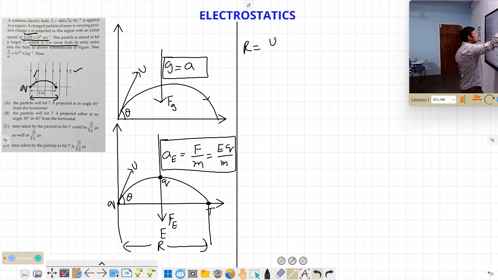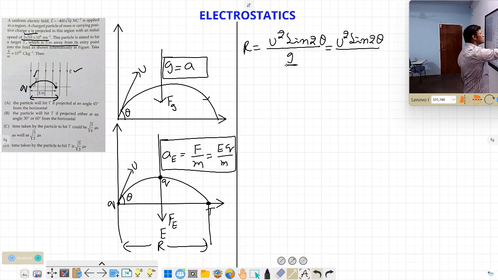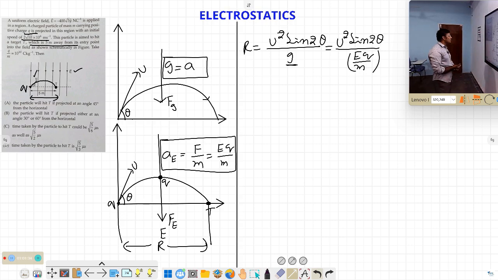Range is equal to the formula u square sine 2 theta by g, according to gravity, if gravity is producing the acceleration. But in this case, there is no gravity, only the electric field is there. Due to that, the formula can be modified into u square sine 2 theta by a, where I can take the acceleration due to the electric field, that is qE by m. But in the question, check it properly. If they mention any gravity, then you have to take the resultant. They have not mentioned anything, so I am directly going with the acceleration due to only the electric field.